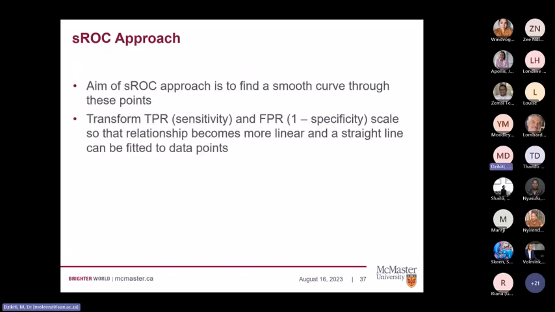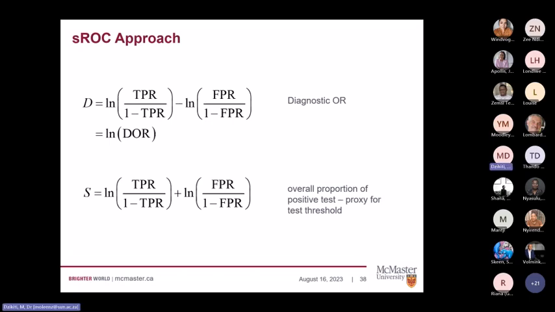So the aim of this summary ROC approach is to find a smooth curve around these points for each of the modalities. The first thing you would do is to transform the sensitivity and the 1 minus specificity on a scale that becomes more linear. Then you can fit a regression line through it, and then transform it back. That's generally what the SROC does. So the accuracy is given by the diagnostic odds ratio, and then the term S is a proxy for the threshold positivity. It's not really the positivity, but a threshold for it, and it's used as a proxy.